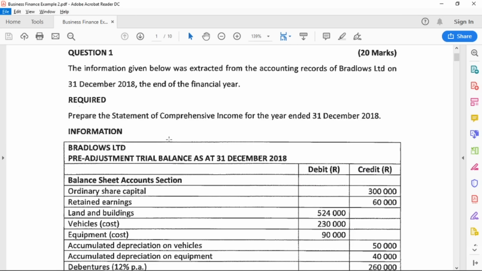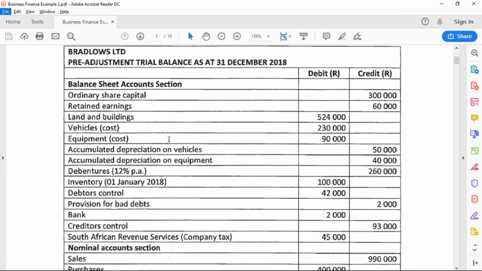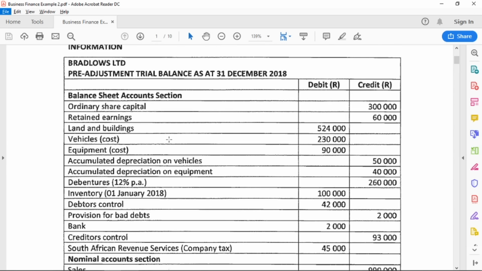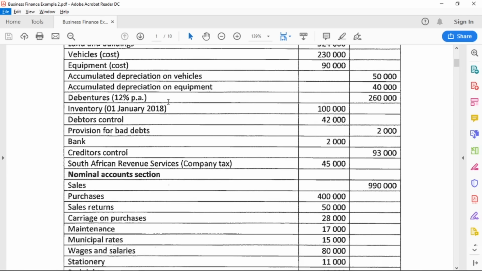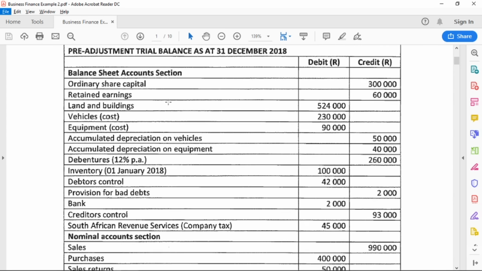So let's begin. When you're doing the statement of comprehensive income, we know that from the pre-adjustment trial balance, or from the trial balance, we have two sections. We've got the balance sheet account section and the nominal account section. The nominal account section is where we find all our incomes and expenses, and that is what we need when we are completing the statement of comprehensive income. And the balance sheet section is where we find most things that we will need for the statement of financial position. We have done that lesson before, so if you'd like to check that one out, we'll leave the link in the description below.